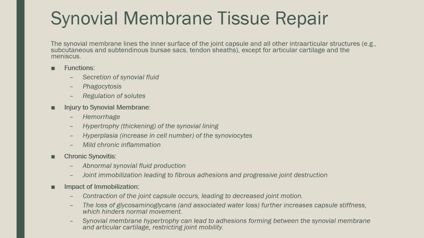In cases like hemophilia, where there is prolonged chronic synovitis, the following changes can occur: abnormal synovial fluid production, joint immobilization leading to fibrous adhesions, and progressive joint destruction. The impact of immobilization. Contraction of the joint capsule occurs, leading to decreased range of motion.